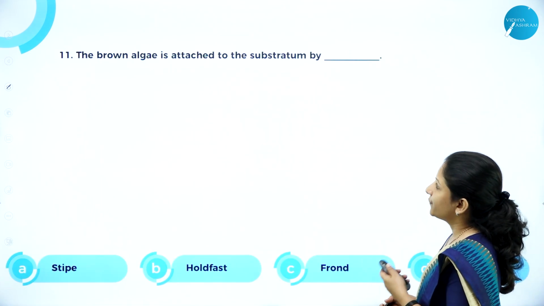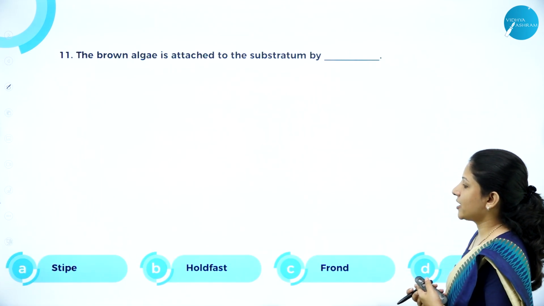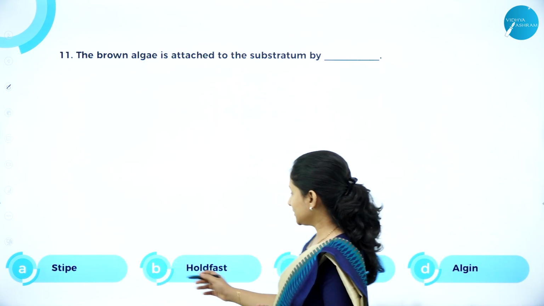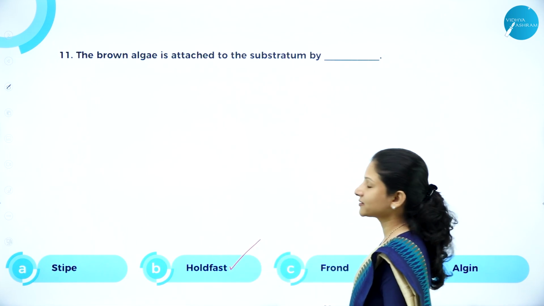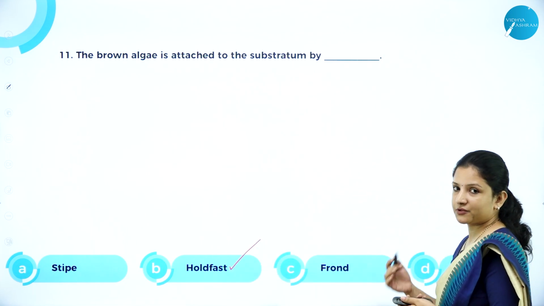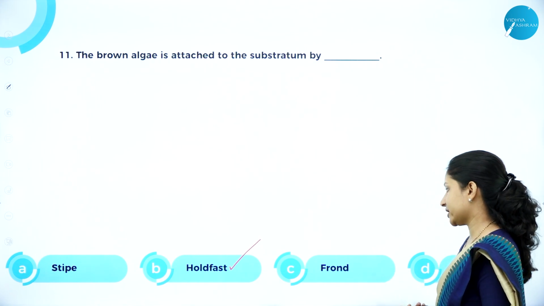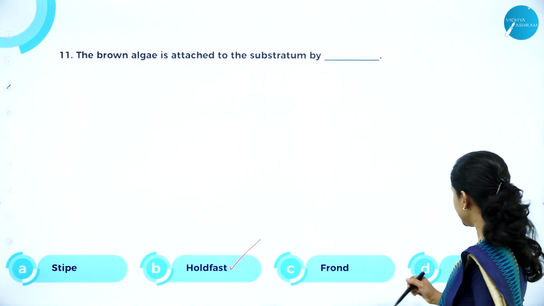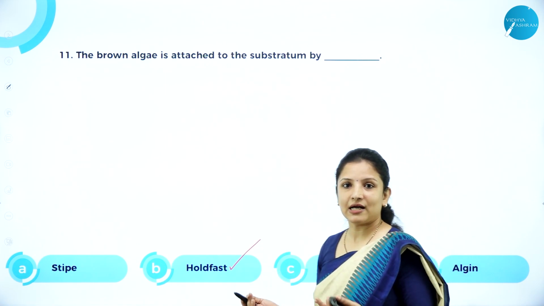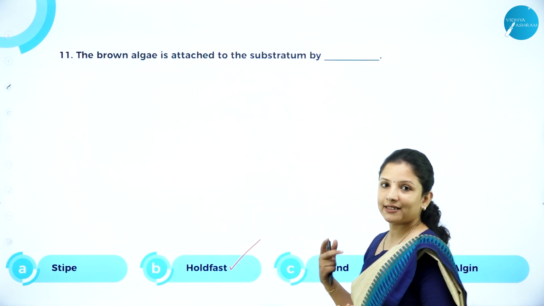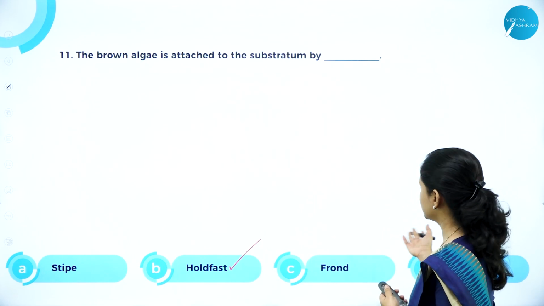Next question. The brown algae is attached to the substratum by, is it stipe? No, because stipe is the stalk. Is it holdfast? Yes, holdfast acts like a root that actually helps the Phaeophyceae members or brown algae to attach properly to the substratum. Is it frond? No, because it is a leaf. Is it algin? No, because algin has something to do with the uses of algae. It is a jelly-like compound that is there in algae. So, it is not algin.